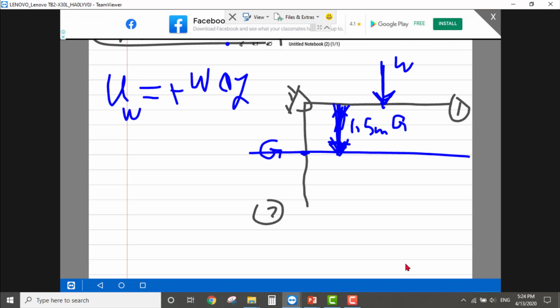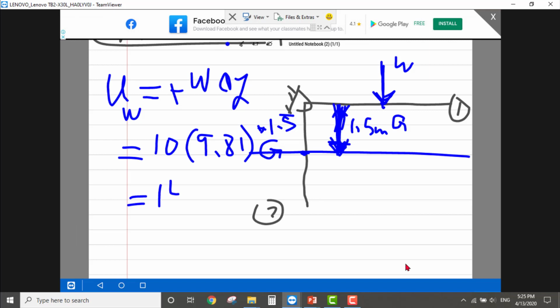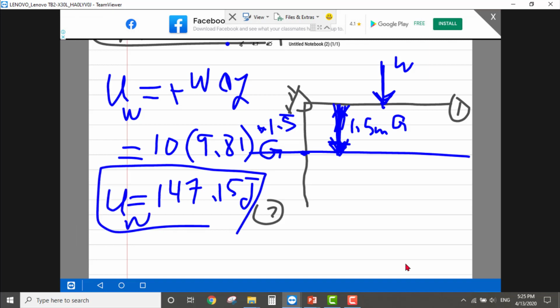Okay, so let me calculate the weight, which is equal to the mass of this bar, which is 10 kilogram, multiplied by 9.81, multiplied by the distance, which is 1.5. Using calculator, this is 98.1 multiplied by 1.5 equal to 147.15 joule. And I will name this result as 2.